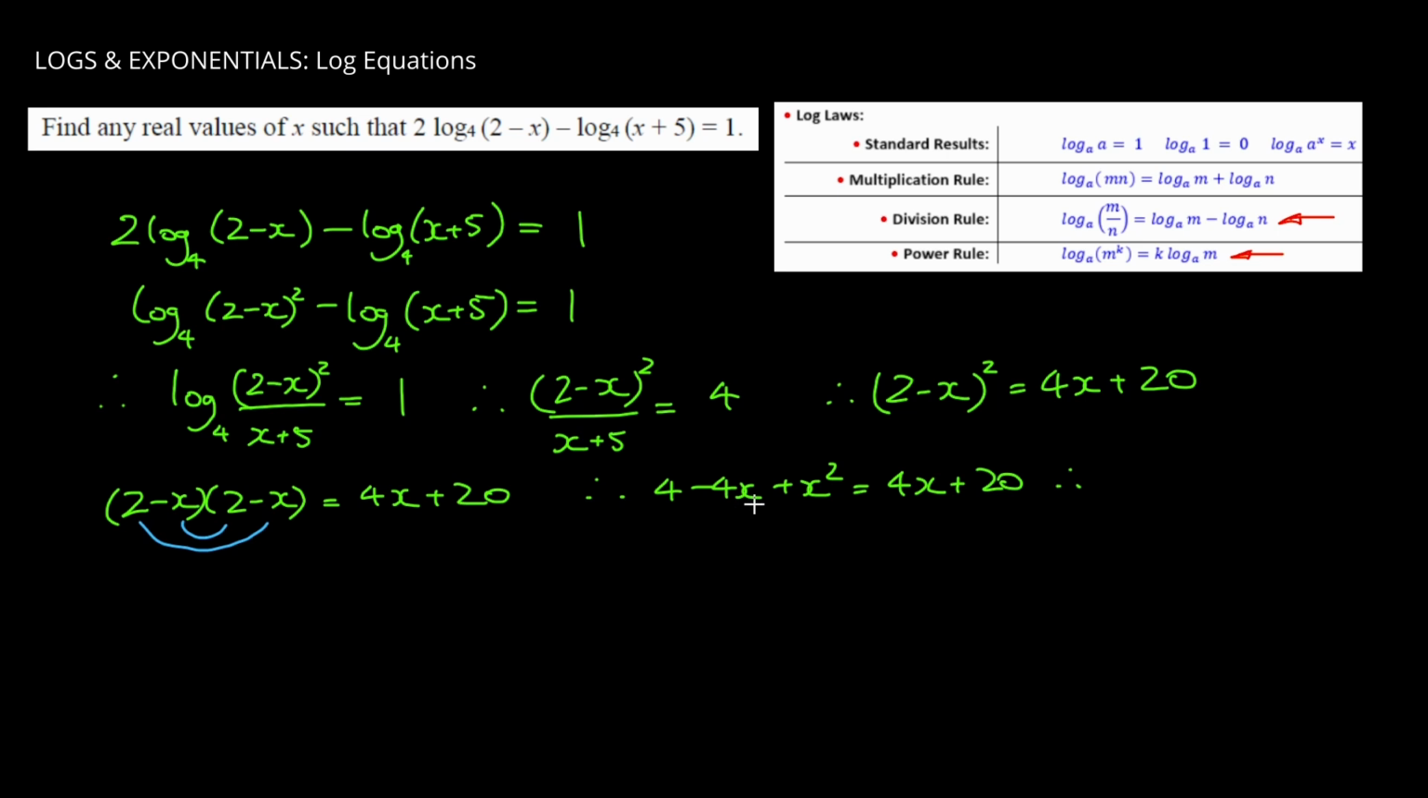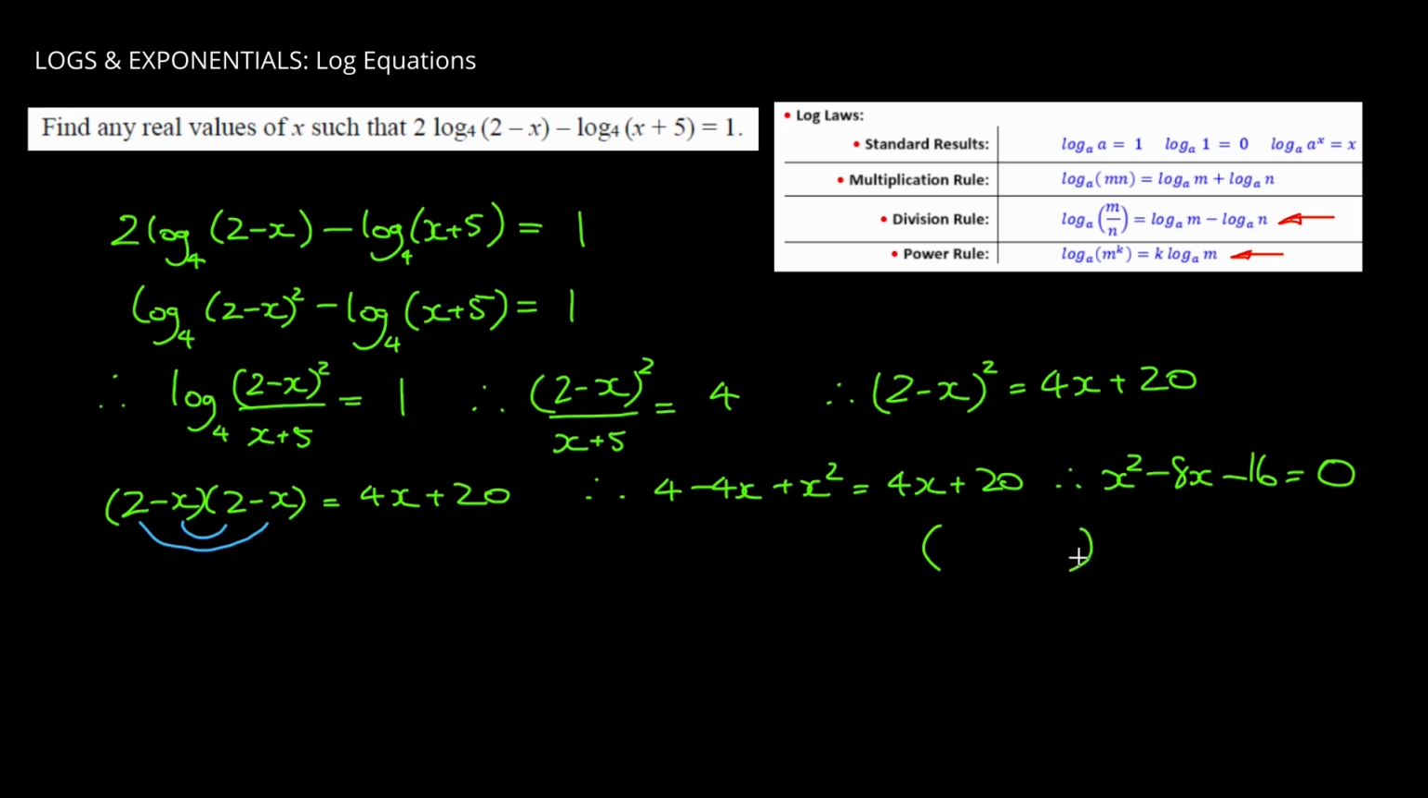And therefore, bringing everything onto the left-hand side, leaving 0 on the right, we get x squared, well, that's the only one there. Negative 4x is joined by another negative 4x to give us negative 8x. And we've got a positive 4 joined by a negative 20, subtracting 20 from both sides, and we get negative 16, and that is equal to 0.